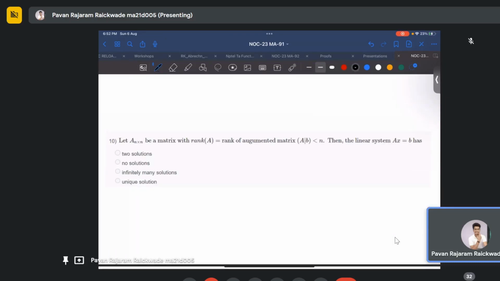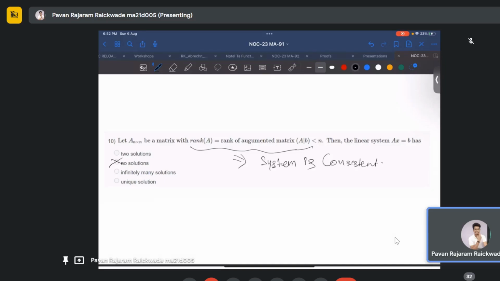Okay, let's go for question number 10. Let A be a matrix with rank of A the same as rank of the augmented matrix A augmented B, which is strictly less than n. Then the linear system Ax equals B has... See, now rank of A is the same as rank of A augmented B. That means the system is consistent. Since there exists a solution, this no solution is not an option. We just have to see how many solutions.